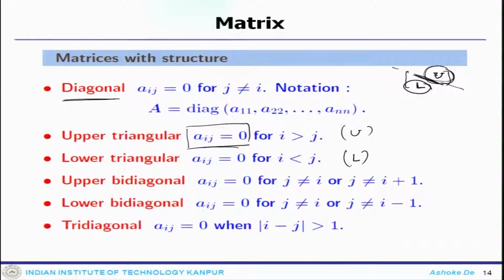Then you can have upper bidiagonal, which can be represented like that. You can have lower bidiagonal, and you can have tridiagonal. Tridiagonal means you have one diagonal, then one off diagonal on each side, like that. This is called a tridiagonal system. If you have two more, then it is called a pentadiagonal system.